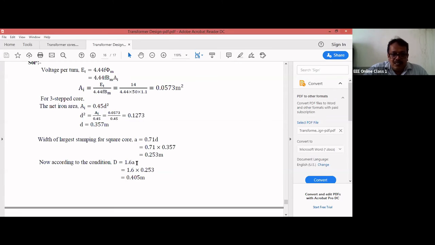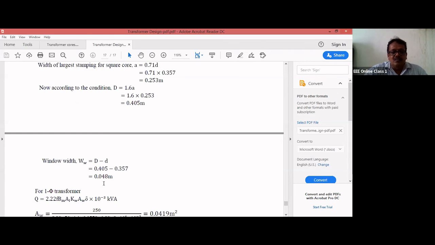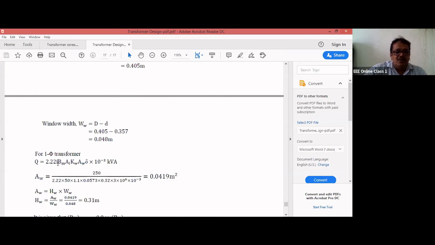D is equal to 1.6 times the core lamination. This is core lamination A. So 1.6 into 0.253, 0.495 meter. So D you got it. Then once you got D, what can I calculate? The width of the window. Width of the window is T minus D. So 0.405 minus 0.357, what you got here? 0.048 meter.